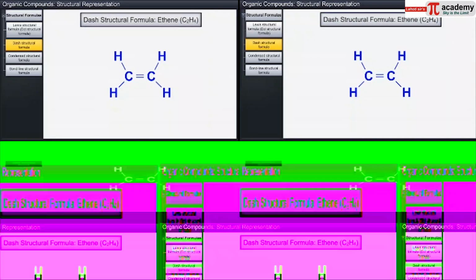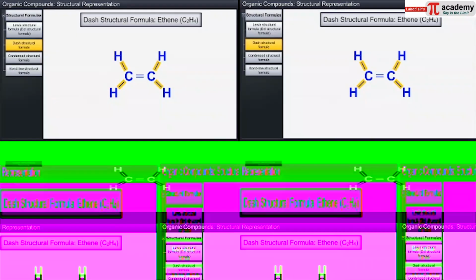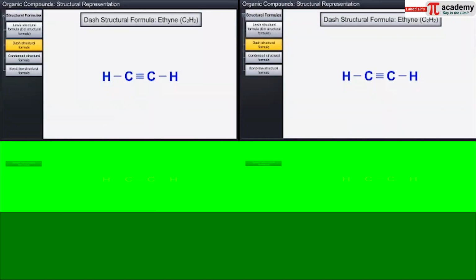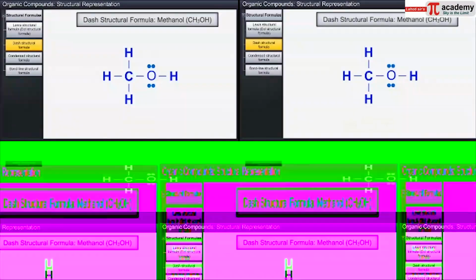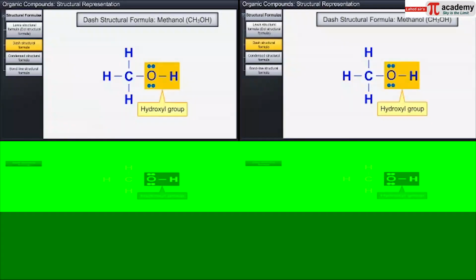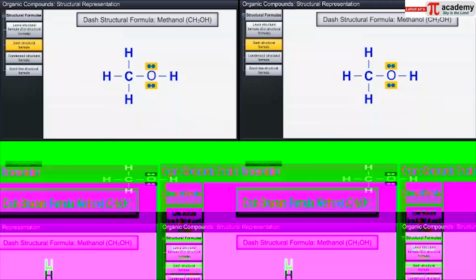In ethene, 2 atoms of carbon are connected with a double bond, and 2 hydrogen atoms are attached to each carbon by a single bond. In ethyne, 2 atoms of carbon are connected with a triple bond, and 1 hydrogen atom is attached to each carbon by a single bond. In methanol, carbon is attached to 3 hydrogen atoms and 1 hydroxyl group. 2 lone pairs of electrons present on the oxygen atom of hydroxyl group are represented as shown here.